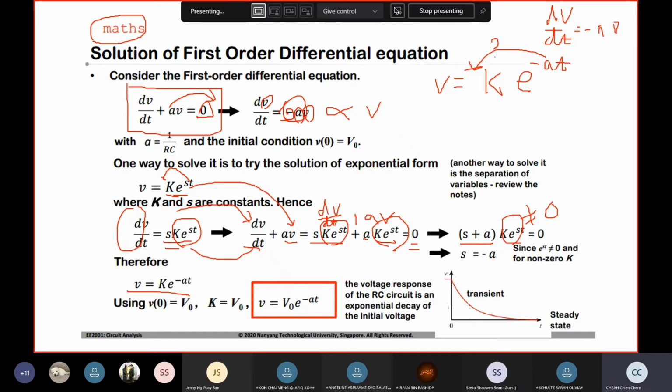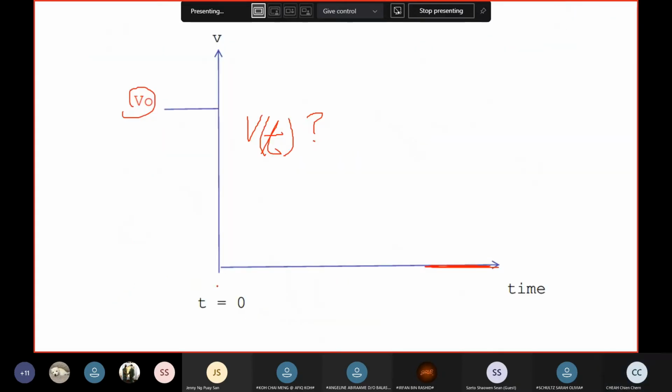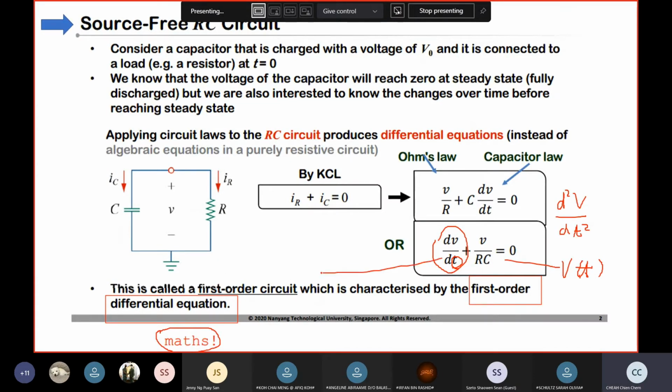Why? Because when you put t equal to 0, then V at t equal to 0 is equal to K multiplied by e to the power of 0. E to the power of 0 is 1. So K is your initial voltage. That means that the solution of this differential equation is simply V(t) equal to the initial voltage e to the power of negative At. And what is A?